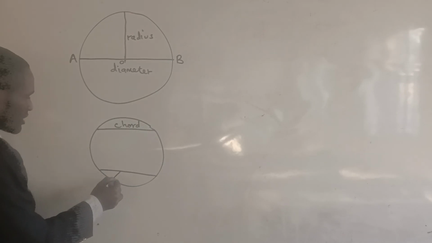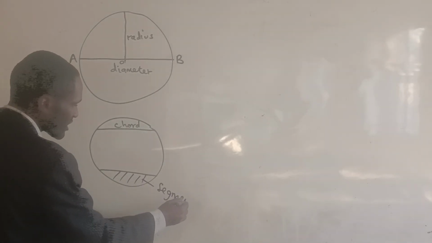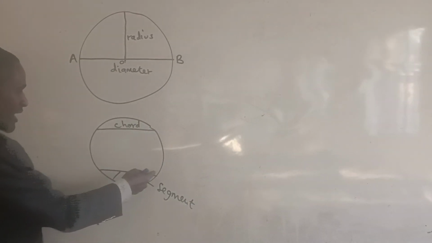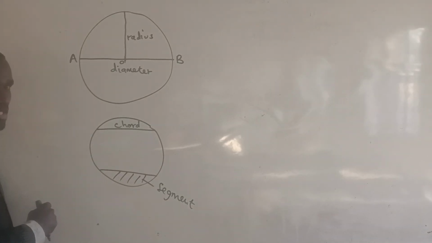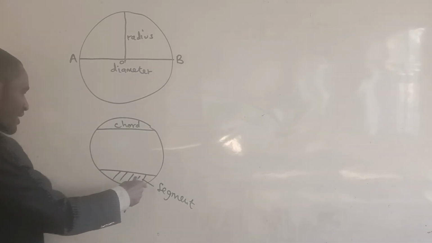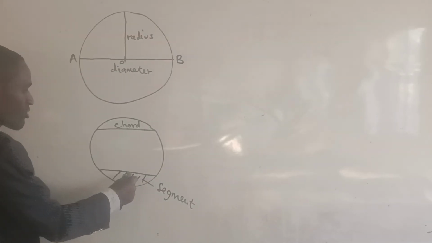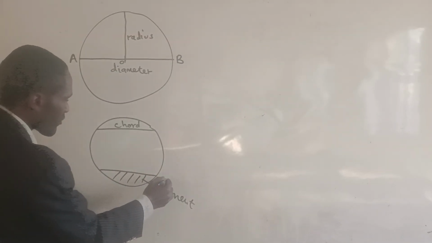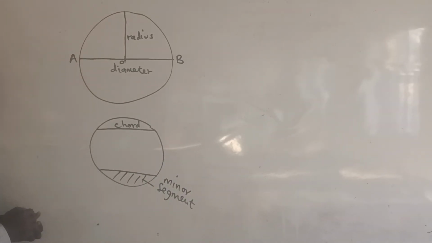So that at the end of the day, we can have this as a segment, from the word section. A segment is formed by a chord and an arc. You see? So this can form what we call the arc length. The arc length of the circle is part of the circumference of this circle, and the chord can form what we call a segment. And because this segment seems to be smaller, it gets referred to as the minor segment.